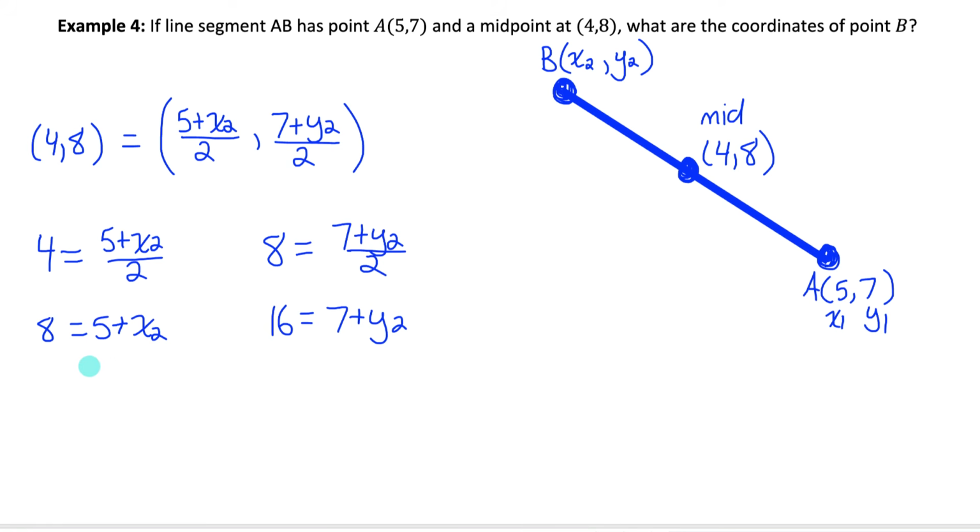For the x-coordinate, I'll just subtract the 5 to the other side, and I would have x2 equals 8 minus 5, which is 3. And to isolate y2, I just need to subtract the 7 to the other side, and I would get y2 equals 16 minus 7, which is 9. So I've now discovered that the coordinates of B are actually 3 and 9. And this makes sense because if I were to look at the x-coordinates of the endpoints, 3 and 5, of course 4 is in the middle of 3 and 5. And if I look at the y-coordinates, 9 and 7, of course 8 is in the middle of 9 and 7. So it appears we have the correct coordinates of endpoint B.